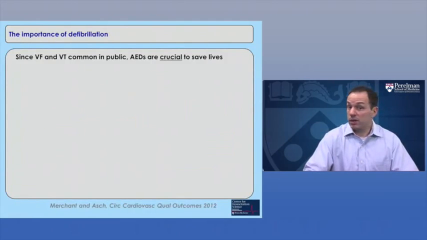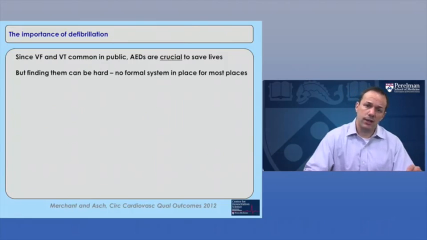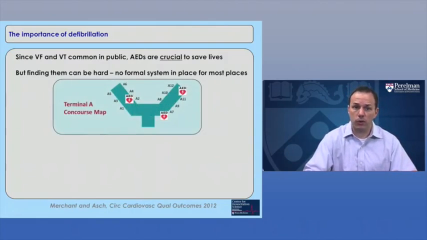So AEDs are crucial to save lives, and there's been a lot of work looking at this. However, finding them can be difficult. If you think about it, how would you know where the nearest AED is if your life depended on it, or the life of a loved one? There's no formal system. Now, an exception that proves the rule, you've often looked perhaps on an airport map, and this is not a real map, but a conceptualized map of an airport and airport terminals, and you'll often see markings on a map at an airport showing where AEDs are located. That can be very helpful.